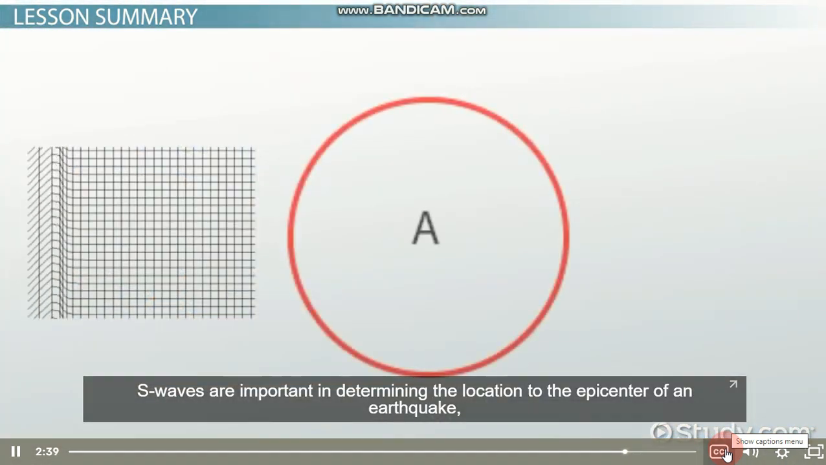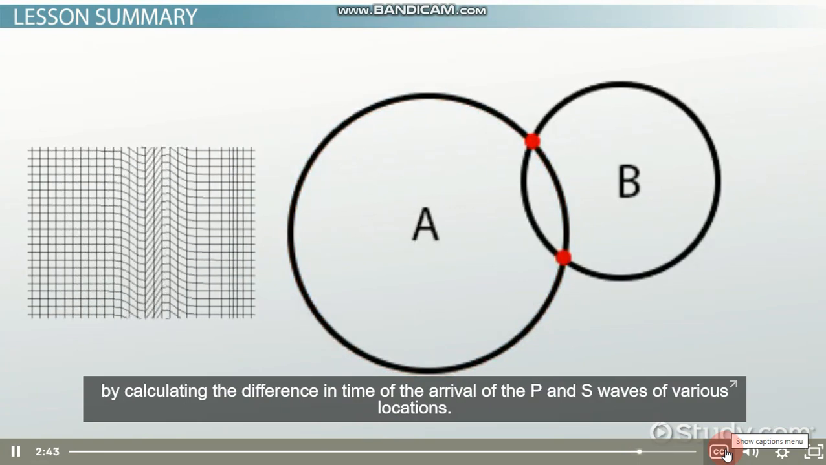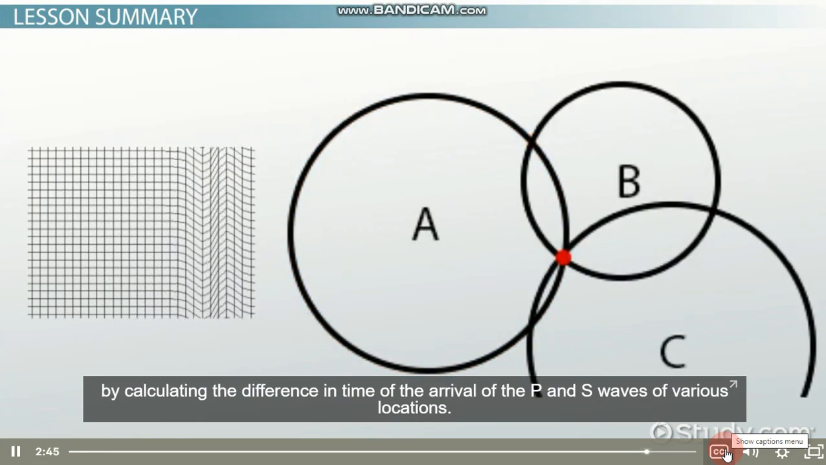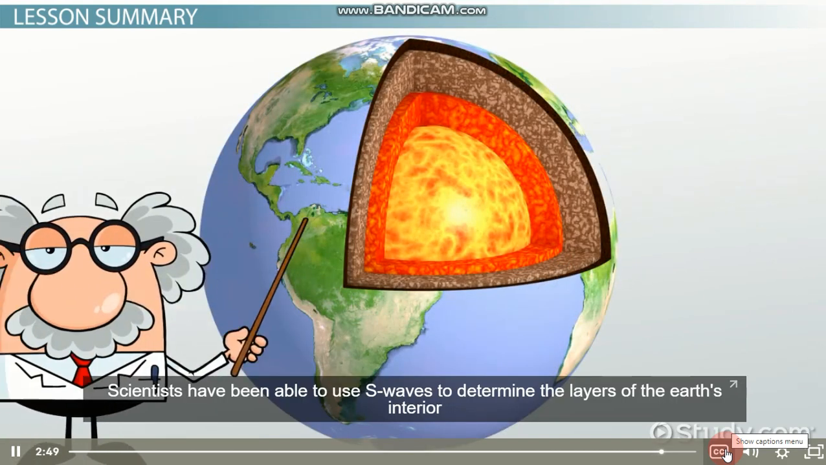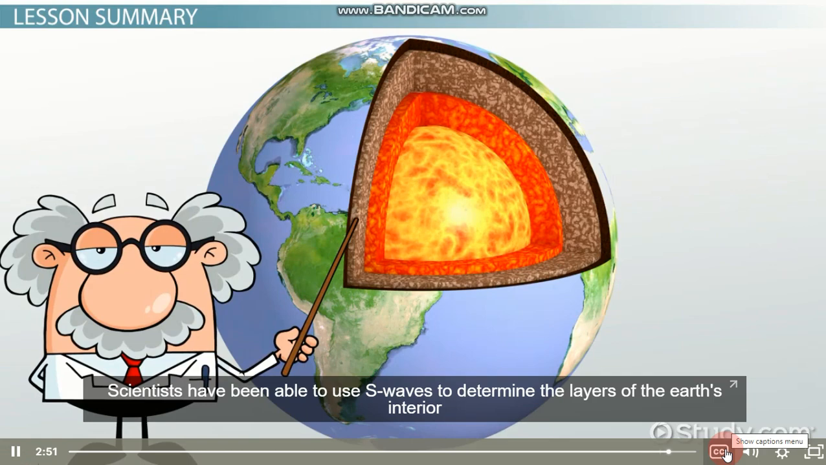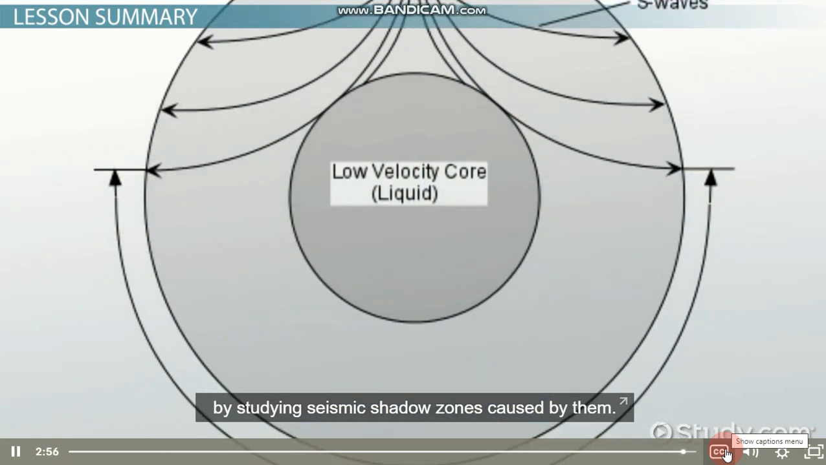S waves are important in determining the location to the epicenter of an earthquake by calculating the difference in time of the arrival of the P and S waves of various locations. Scientists have been able to use S waves to determine the layers of the Earth's interior by studying seismic shadow zones caused by them.